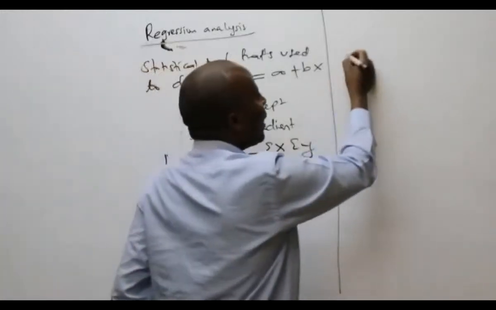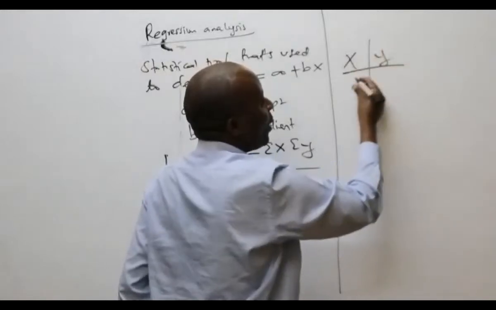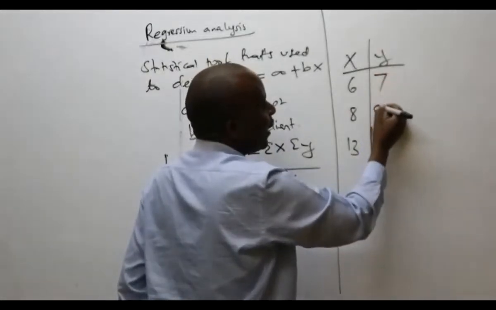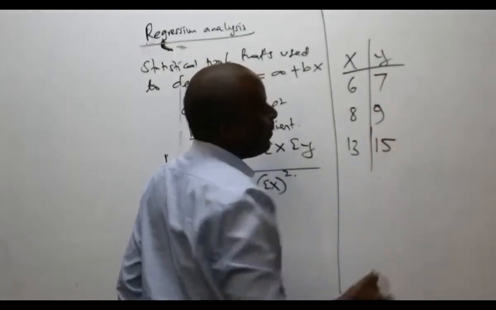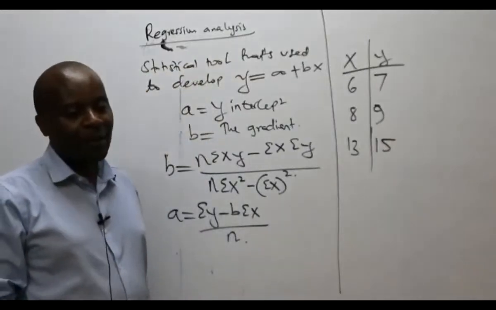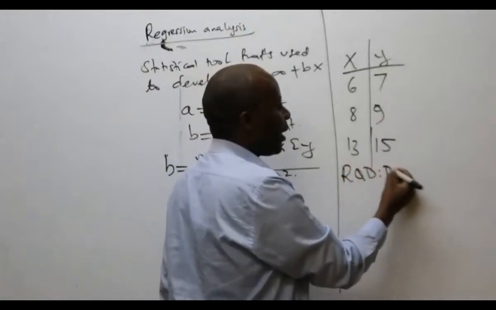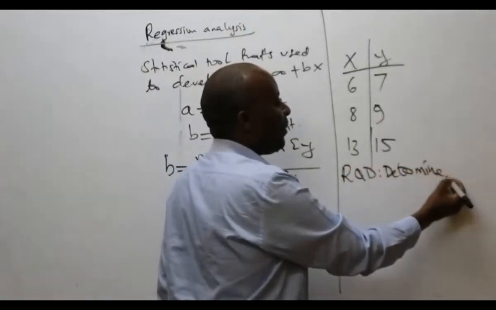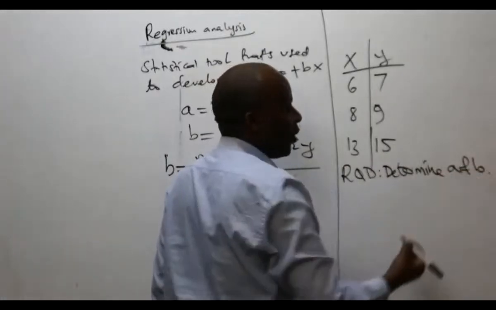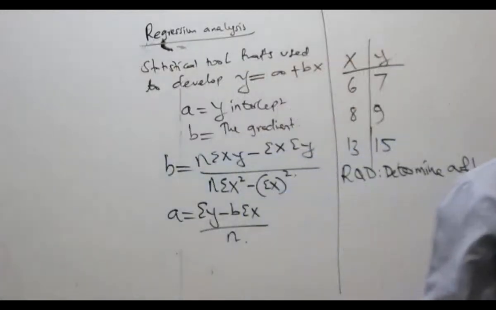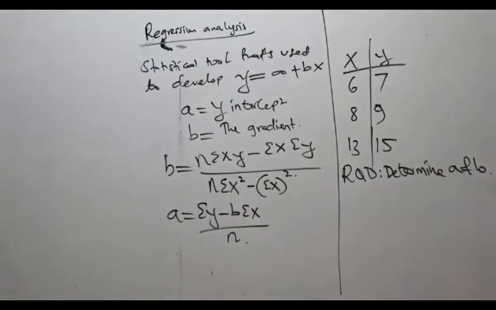If you're given here x and y, perhaps they give you 6, 8, 13, and then we have 7, 9, and maybe 15 there. And then, ladies and gentlemen, you are required here to determine a and b. Determine a and b using regression analysis.